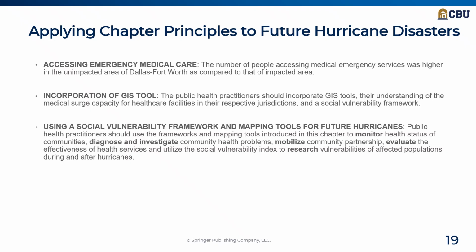This highlights the importance of using GIS, mapping tools, medical surge capacity data, and social vulnerability frameworks together. These tools help public health practitioners track population movement, anticipate medical surge, target resources, mobilize partners like disaster medical assistance teams, and evaluate access and equity both during disasters and in long-term recovery planning.